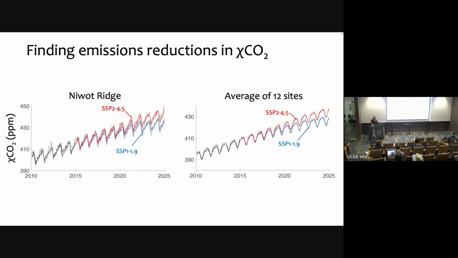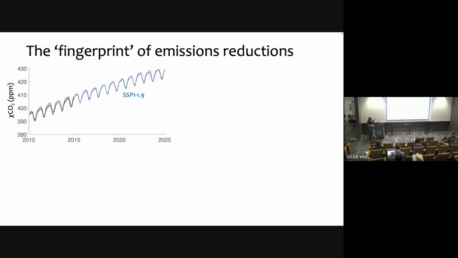We don't have SSP 4.5 to compare it to. Would you be able, for example, in this record, to say, yep, I see the emissions reduction? It would be pretty hard, right? Because it looks just kind of like it keeps on going up and keeps on going up. Where would you look, and this is for the global 12 sites, to see that emissions reduction?